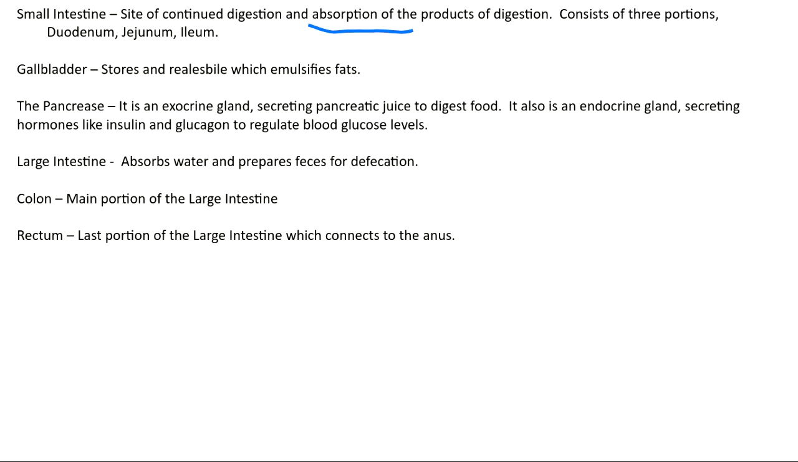Okay, and it consists of three portions, the three parts: the duodenum, which is the part of the small intestine that connects to the stomach. I'm trying to see if I can find the photo that best shows that.